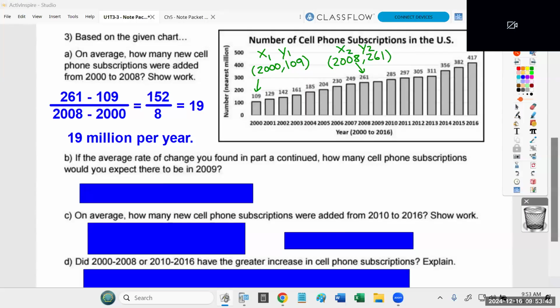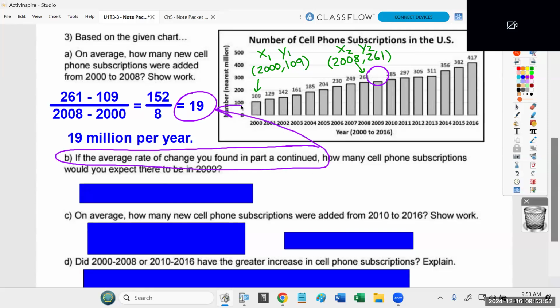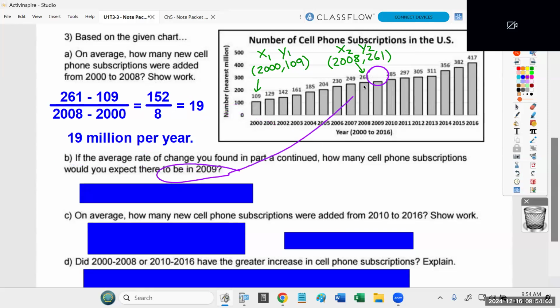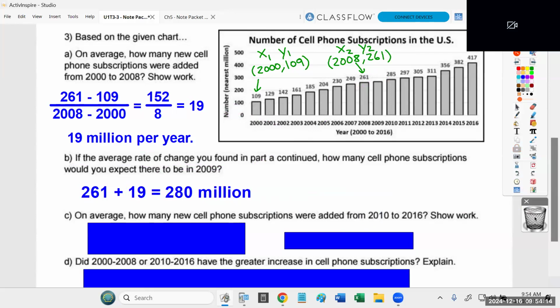All right, let me repeat what I just said for the recording. Okay. The number for 2009 is missing. We just found that the average increase per year was 19 million. And this question is saying, if the rate of change you just found, the 19 million per year, keeps going, well then how many cell phone subscriptions do you expect there to be in 2009? In other words, what do you think that number would be? Okay, and I think it was Ibuka who said it first, take the 261 that's in 2008 and add 19 to it. So if that rate of increase just continues for one more year, well, then I would predict 280 million cell phone subscriptions in the US in the year 2009.